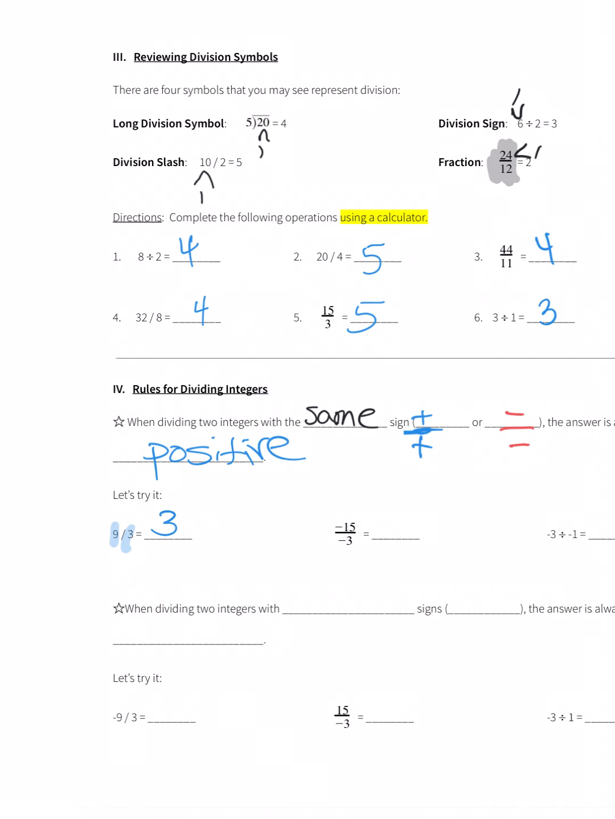Next, we have negative 15 divided by negative 3. We have a negative and a negative. They are the same sign. So my answer is positive. All right, moving on to our last problem. We have negative 3 divided by negative 1. These are both negative numbers. So they are the same sign. So that means that your answer is positive.